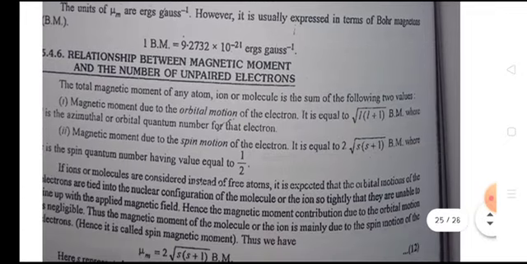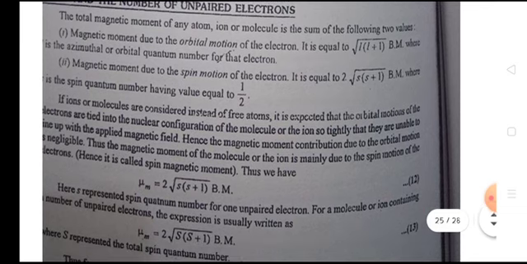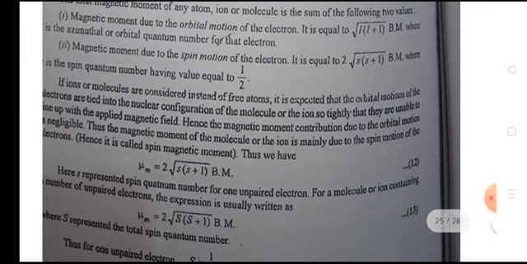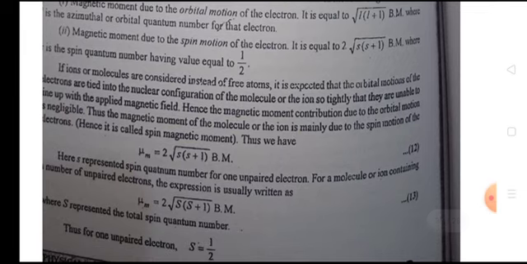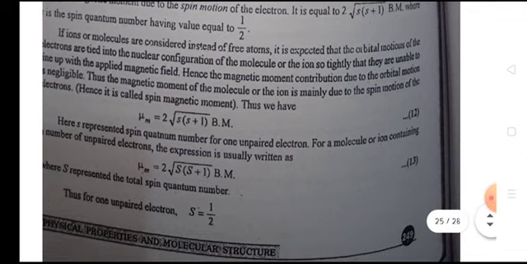Relationship between magnetic moment and the number of unpaired electrons. The magnetic moment due to orbital motion of the electron is equal to the square root of L into L plus 1 BM, where L is the azimuthal or orbital quantum number for that electron. The magnetic moment due to spin motion of the electron is equal to the square root of 2 into S into S plus 1 BM, where S is the spin quantum number having the value of 1 by 2.